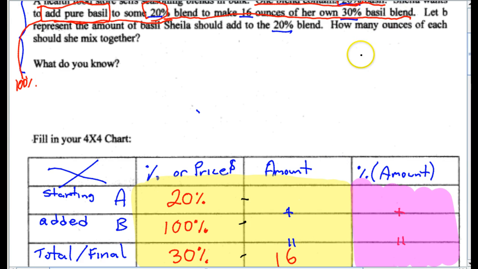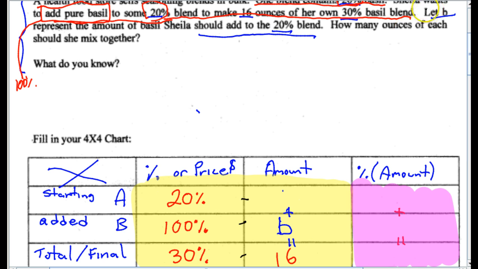So what else do we got? The next, it says, let B represent the amount of basil she would add to the 20%. So should I put the B here or the B here? Top or bottom? Bottom. Alright, one more time. B represents the amount of basil she should add to the 20% blend. So what percent are we adding to the 20% blend? 100%. That's what we're adding to 20%. So the amount we're looking for is right there.